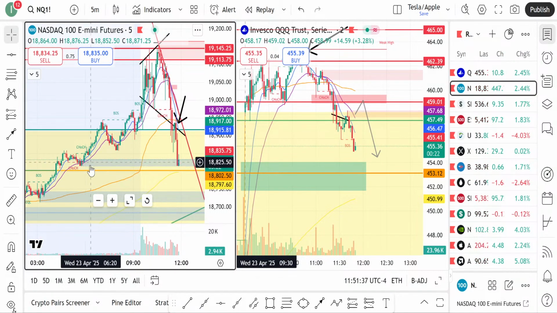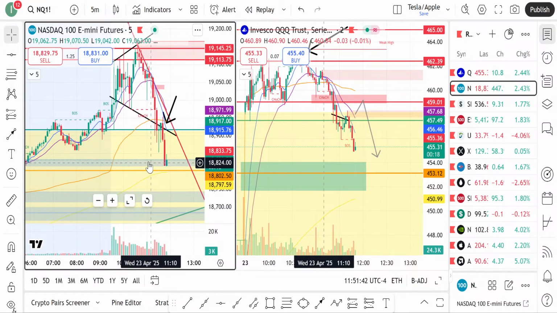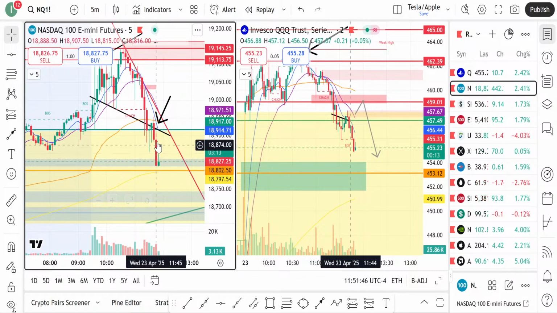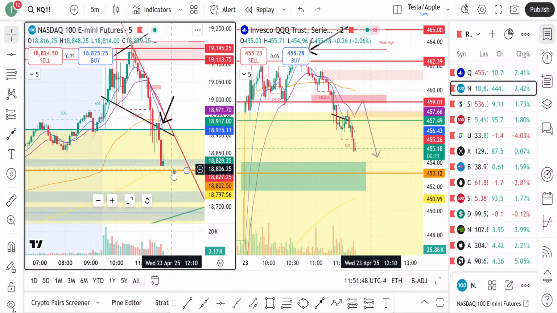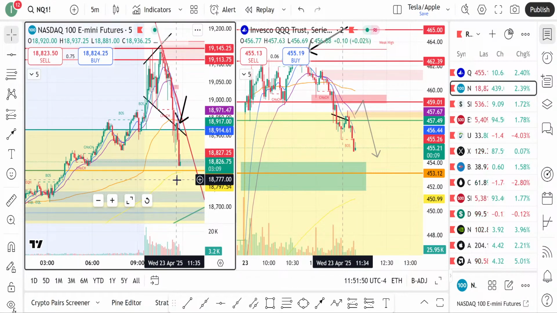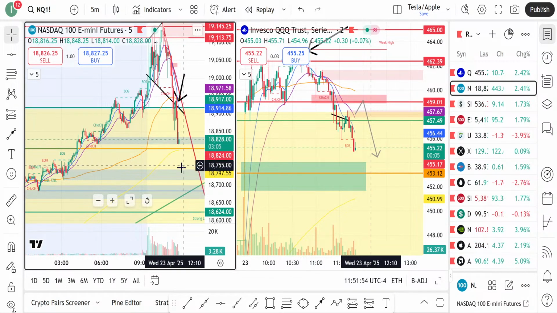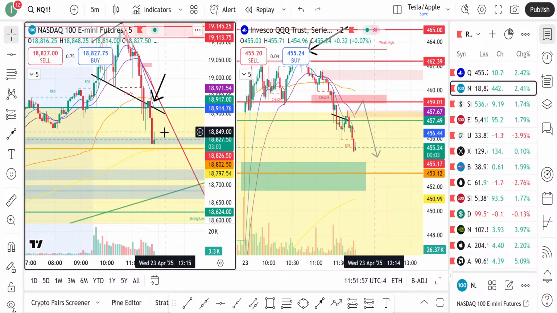We're now at previous areas of support. We might get another pullback here, or this could possibly continue to sell off. Just play it safe, man, and don't go crazy today. It's a tough day to trade, man, take it easy.